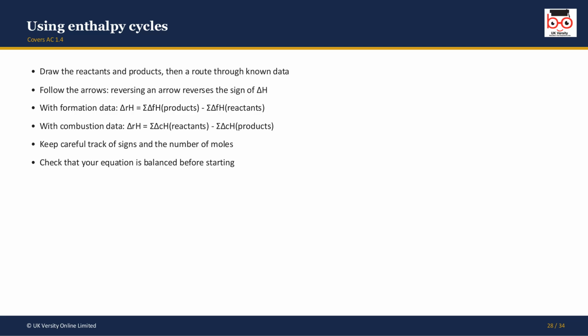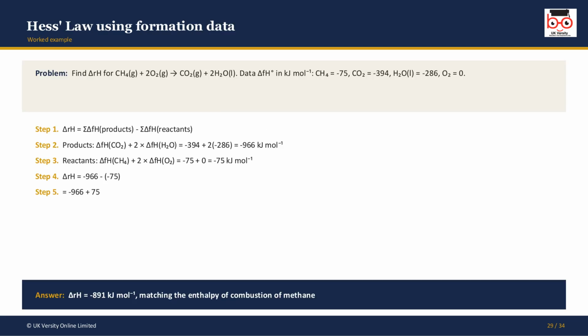Let's try a cycle with formation data, finding the reaction enthalpy for the combustion of methane. The rule is products minus reactants. For the products, the formation enthalpy of carbon dioxide plus twice that of water is minus 394 plus 2 times minus 286, which comes to minus 966 kilojoules per mole. For the reactants, methane is minus 75 and oxygen is 0, so that's minus 75. Delta H is minus 966 minus minus 75. In other words, minus 966 plus 75, giving minus 891 kilojoules per mole, exactly matching the enthalpy of combustion of methane.